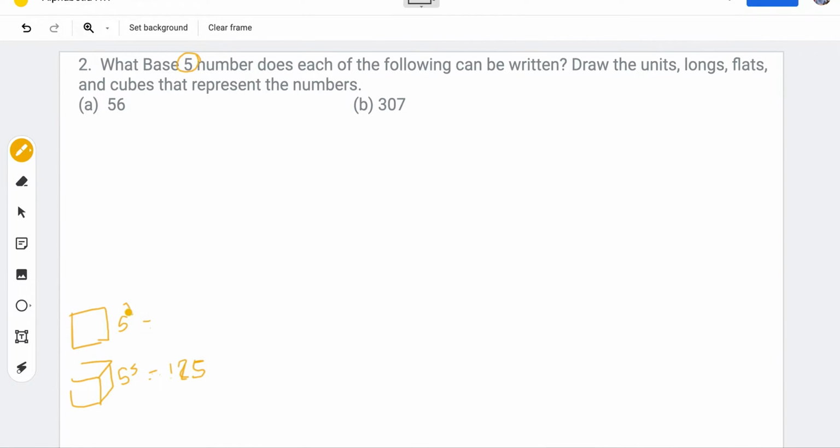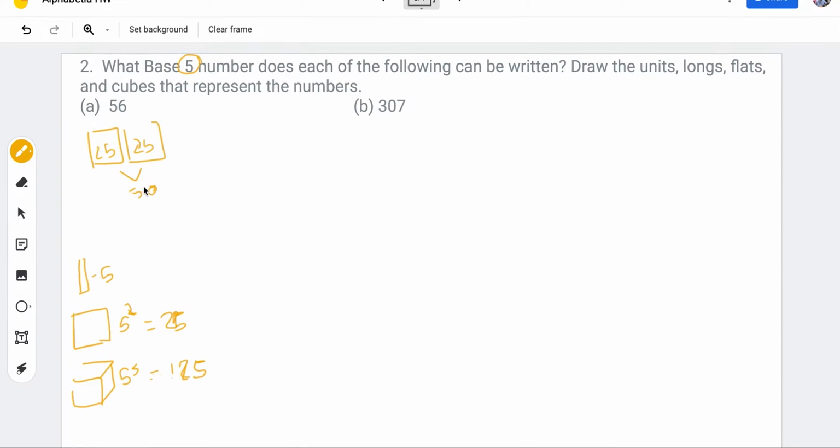5 squared is 25. So we're going to see how many 25s we can make out of 56. Yes, we can have 2 flats because then we use 25 and 25, which is 50. So there will be 6 left. In 6, we know we can also use a long because that contains 5 units. So far we have 25, another 25, which is 50.